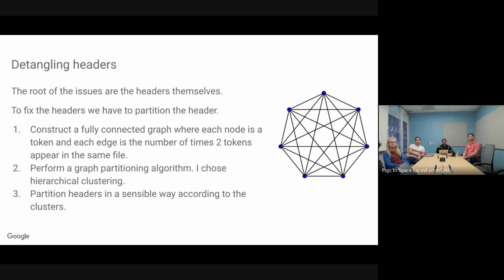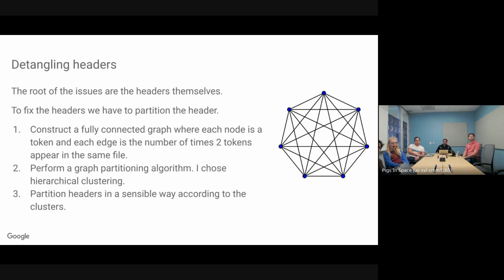So the next part of the project is detangling the headers themselves. The root of all problems here for us is the fact that some headers include a million other headers. They have too many tokens, and they're just not as good as they can be. To fix this, we can partition the headers.